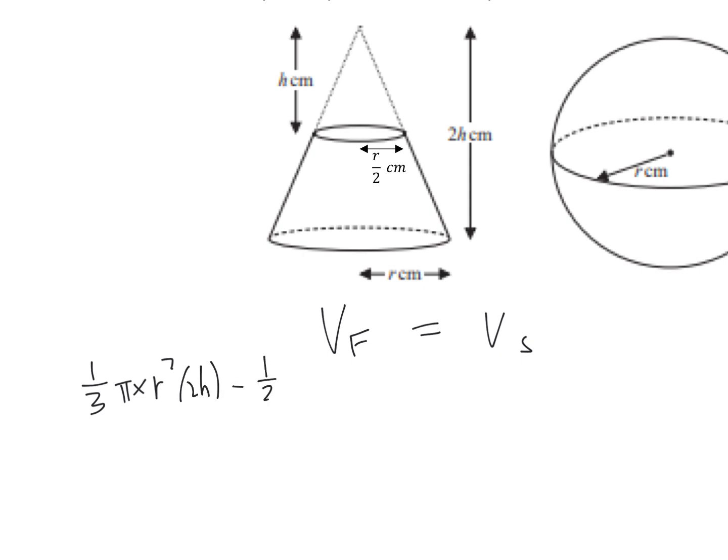minus a third pi, and then this is the small cone we're doing, taking away the volume of the small cone. Its radius is r over 2, so you'd have to put r over 2 in brackets and square it, and then multiply it by its height, which is 1h, or just h. We'll stay with that for a second. This can be tidied up.